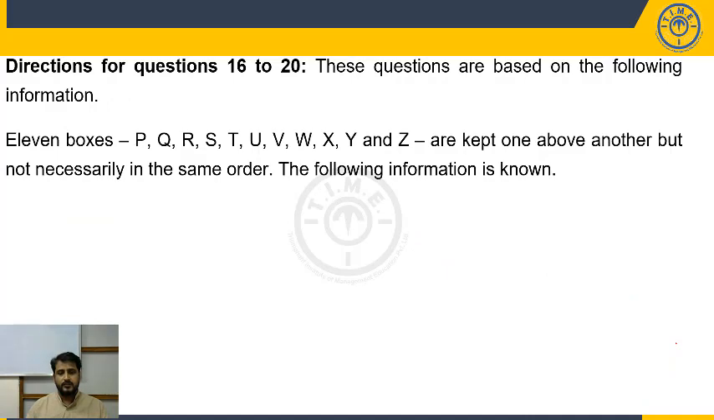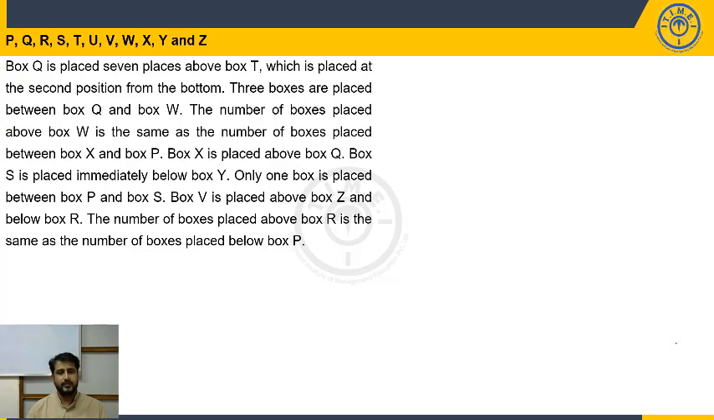Eleven boxes P, Q, R, S, T, U, V, W, X, Y, Z are kept one above the another but not necessarily in the same order. The following information is known. So we have certain information. Let's try to answer. What is given? Box Q is placed 7 boxes above T. 7 boxes above means how many gaps are required? 6 gaps above T. Which box will be there? Q. So Q, 6 gaps, and T will be there.